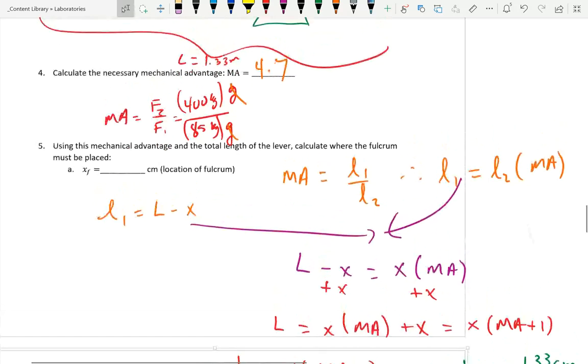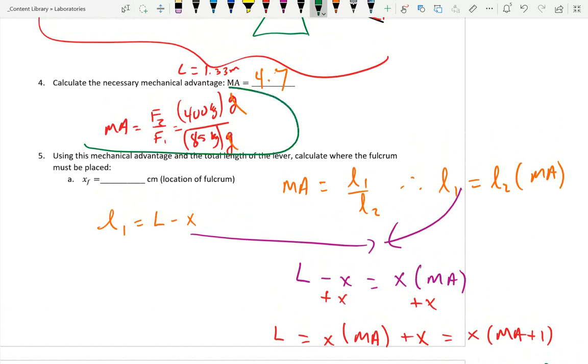Solve for MA right here. The definition of MA is force 2 over force 1, so I just put in what force 2 is and what force 1 is.